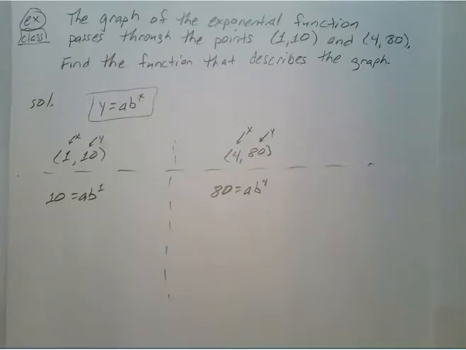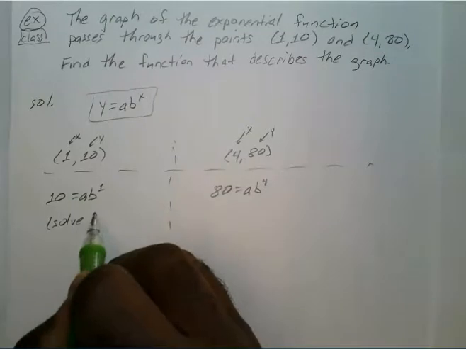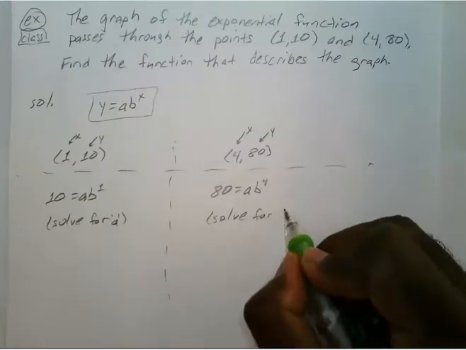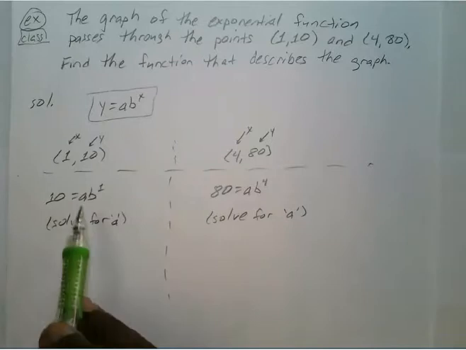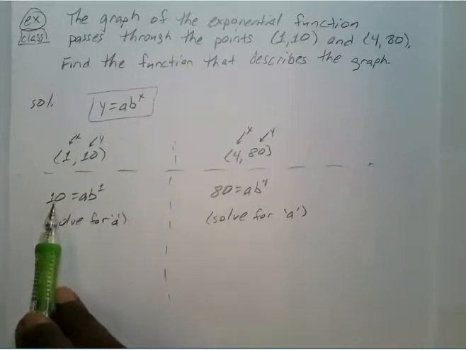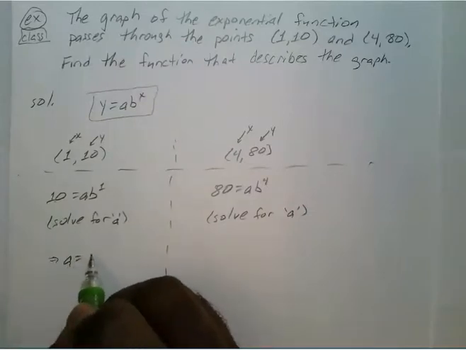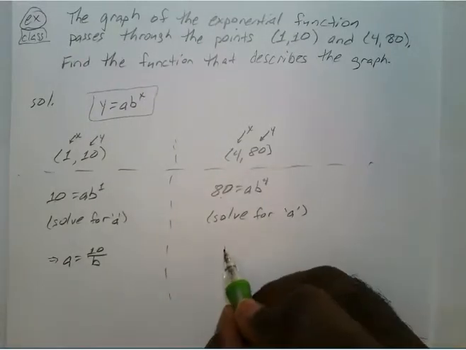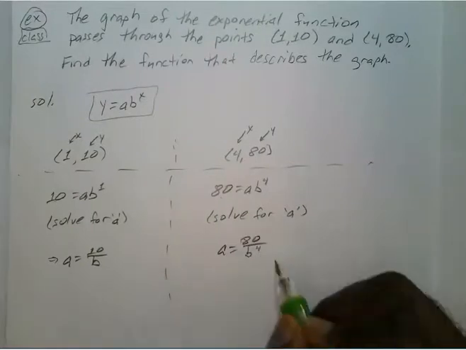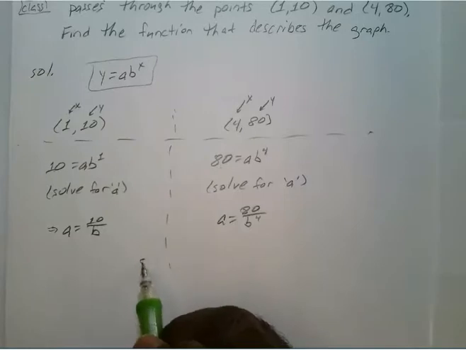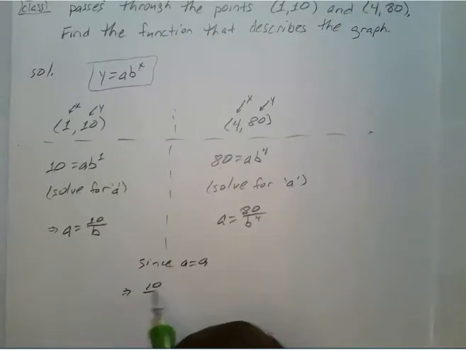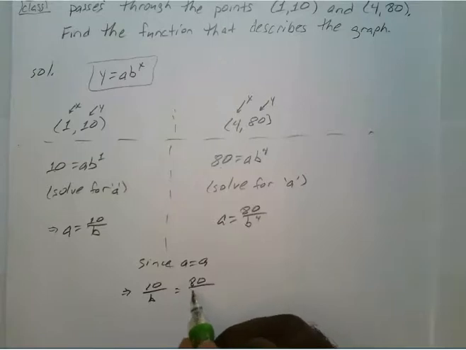Okay, of course, now we just solve for a. If we divide both sides by b to the first power, or just b, we end up with a equals 10 over b. And this side, if we divide both sides by b to the fourth, we end up with a equals 80 over b to the fourth. And of course, since a is equal to a, that means that 10 over b is equal to 80 over b to the fourth.